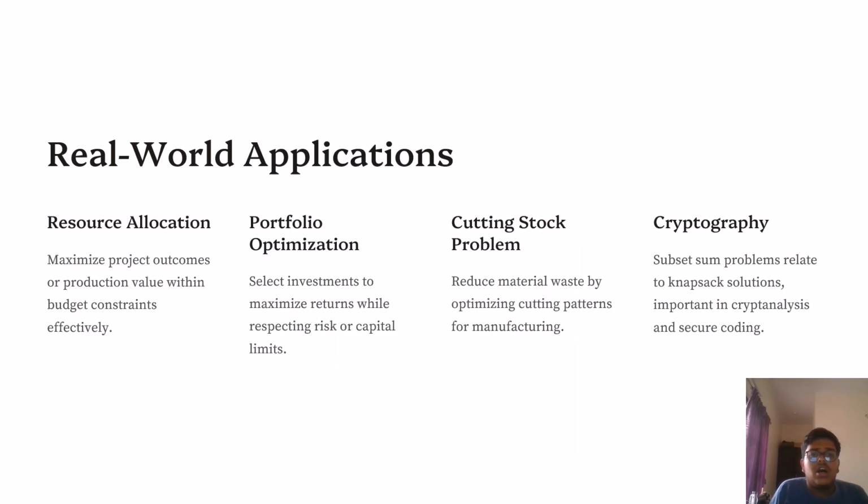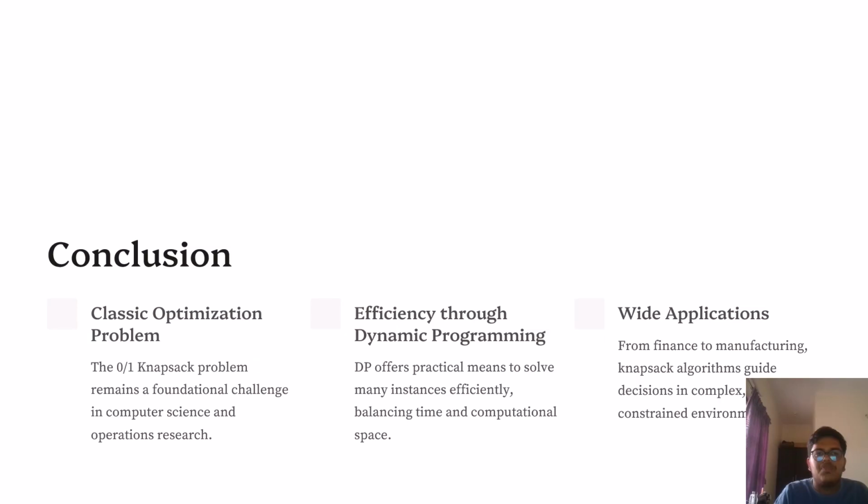Real-world applications. Resource allocation: maximize project outcomes or production value within budget constraints efficiently. Portfolio optimization selects investments to maximize return while respecting risk or capital limits. Cutting stock problem: reduce material waste by optimizing cutting patterns for manufacturing. Cryptography: the subset sum problem relates to knapsack solutions, important in cryptanalysis and secure coding.